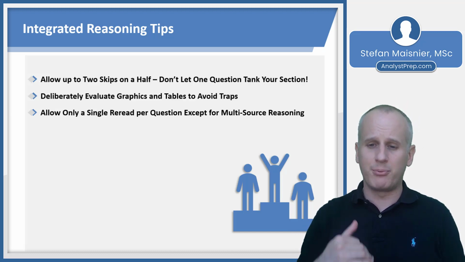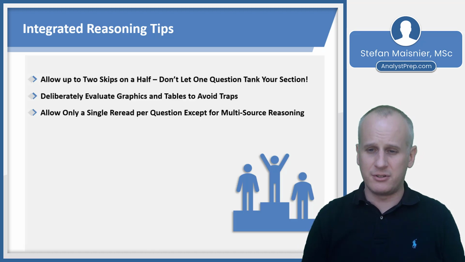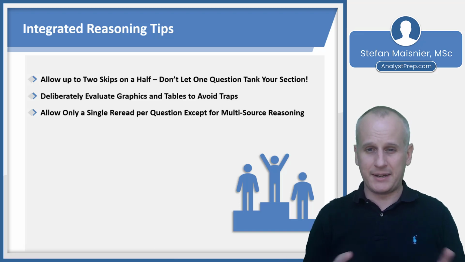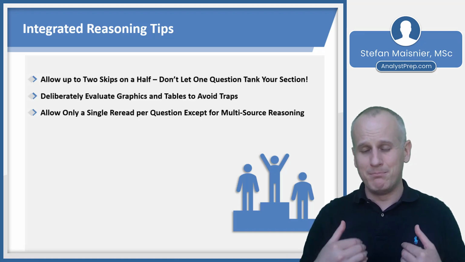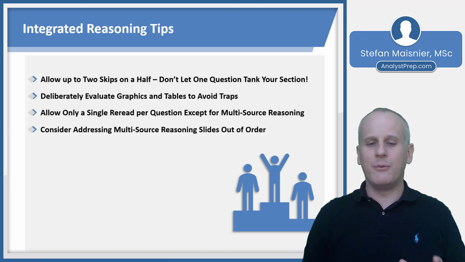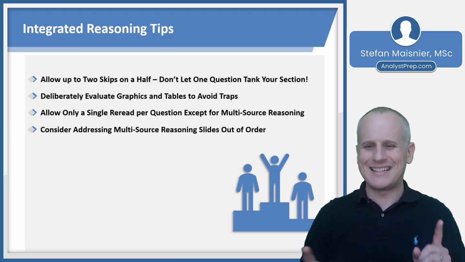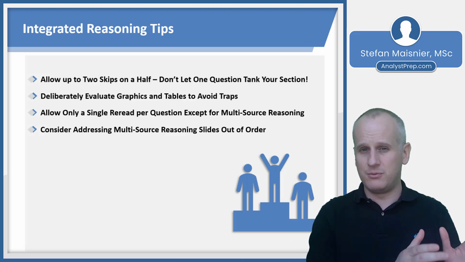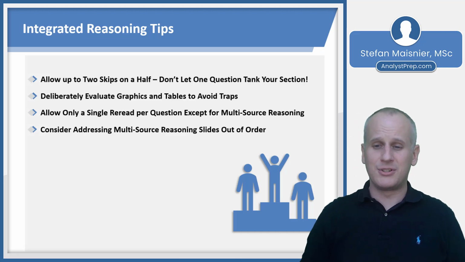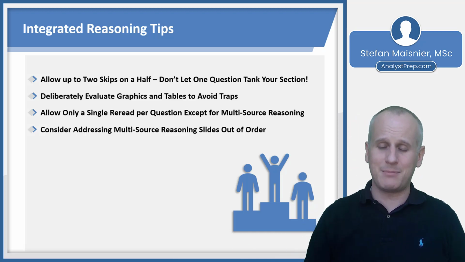Do not keep rereading, especially for 2-part analysis, except with multi-source reasoning. Because multi-source reasoning, you may have to go from tab to tab to kind of cross-check things. You're going to want to minimize the amount of tabbing that you do. And by working your multi-source reasoning slides out of order, you might be able to minimize that tabbing as well, because you take some notes when you're addressing the question that asks about tab 2. You're taking some extra notes about the question that asks about tab 3.